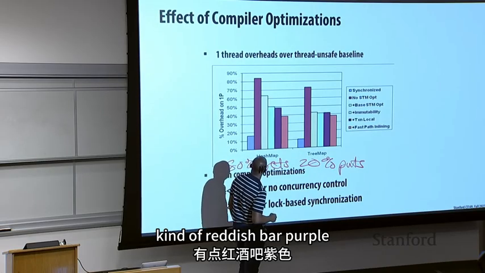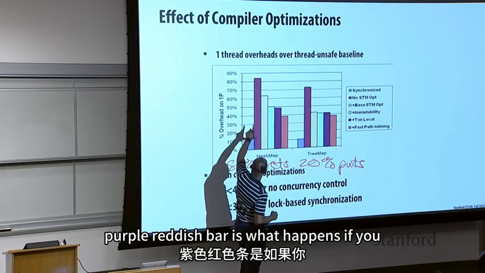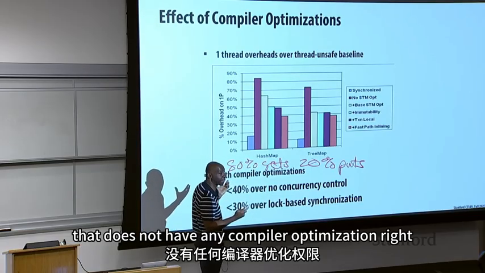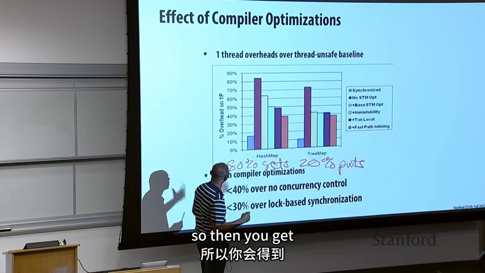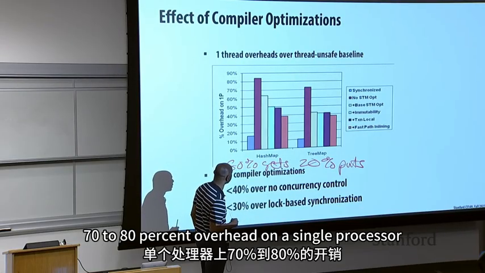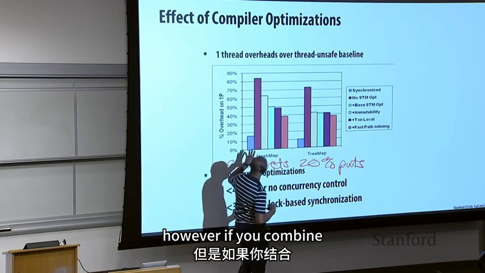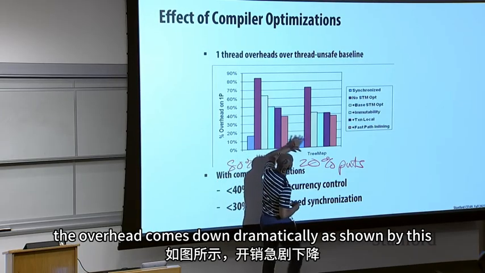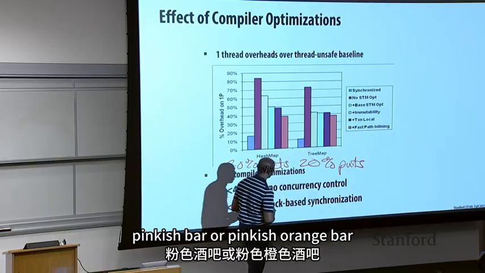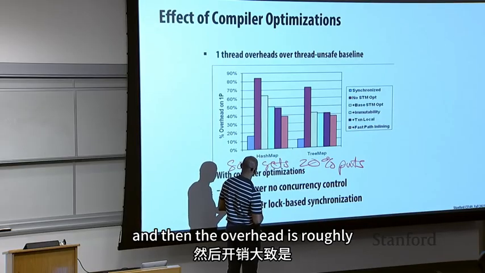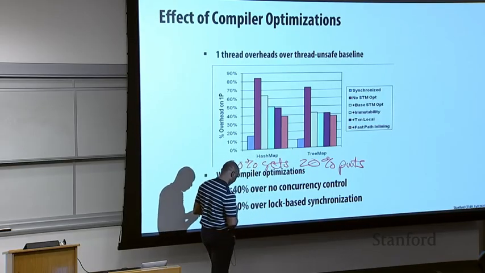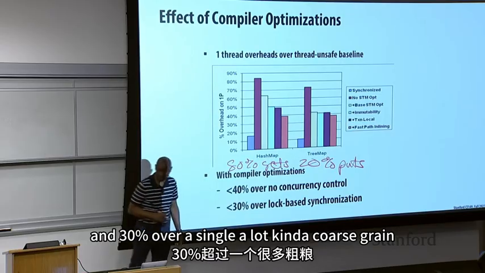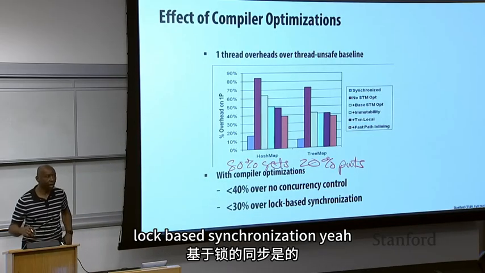And the purple reddish bar is what happens if you use a software transactional memory that does not have any compiler optimization, right? So then you get 70 to 80% overhead on a single processor. However, if you combine an STM with compiler optimizations, the overhead comes down dramatically, as shown by this pinkish orange bar. And then the overhead is roughly 40% over no concurrency control and 30% over a coarse grain lock-based synchronization.